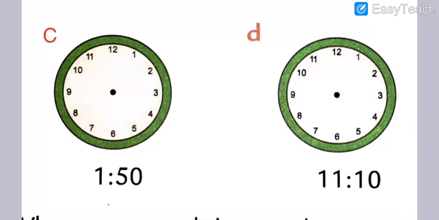Now we will move on further. So this is question number C and D. Okay, my dear students, now here we have to put only the arms. Its time is 1:50, means 1 o'clock and 15 minutes. Got my points, my dear students?